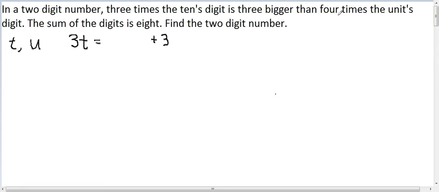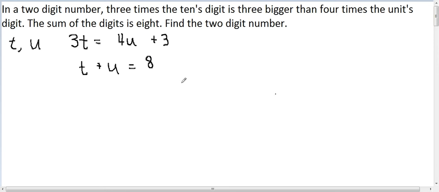3 bigger than 4 times the units digit. 4 times the units digit, that's 4 times u. So we want to add 3 to the multiple 4 times u, 4u. So this is the first relation we get. The next relation is the sum of the digits is 8. The sum of the digits is t plus u, and this is equal to 8. So now we have the two equations that we need to solve for t and u.